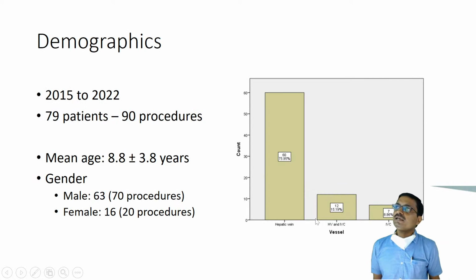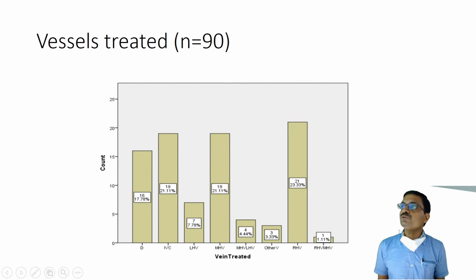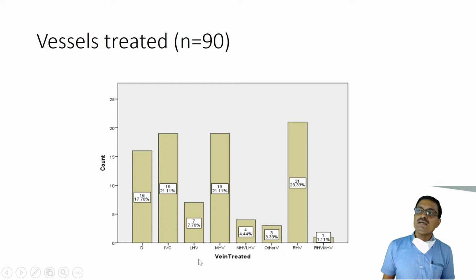Coming to IR data till August, in the last 7 years, we have had 79 patients in whom we have performed 90 procedures. Most of the patients were male here. There were 60 patients who had hepatic vein occlusion, 12 patients with hepatic vein and IVC occlusion, and 7 patients who had only IVC occlusion. These are the vessels which we had treated, the most common being the right hepatic vein, the middle hepatic vein, and the IVC.